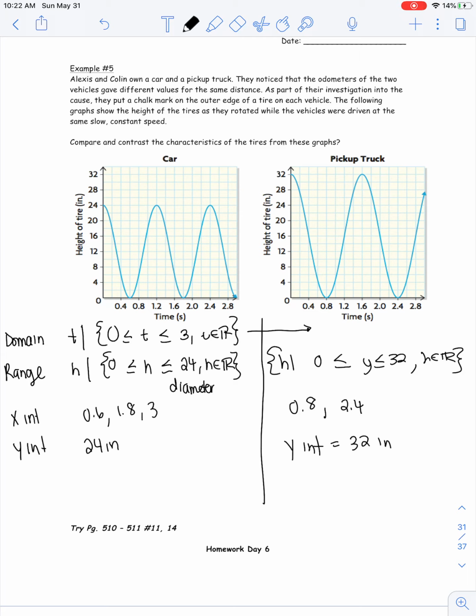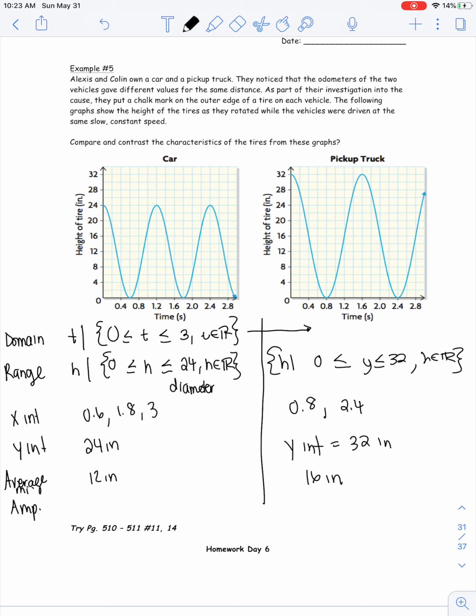The midline can be found by taking your max plus min divided by 2. So this is your average height above the ground. That halfway point, the halfway height between the max and the min, is going to be 12 inches for the car, and it's going to be 16 inches for the pickup truck.